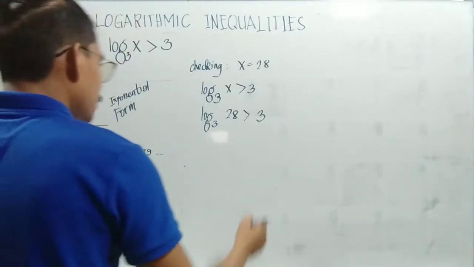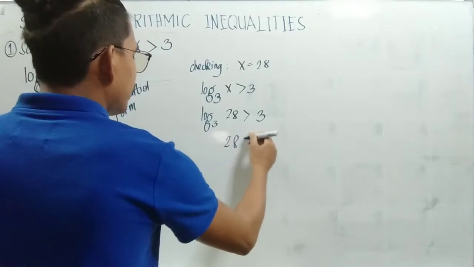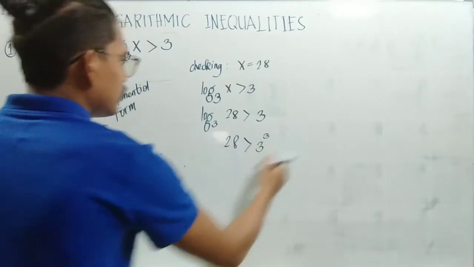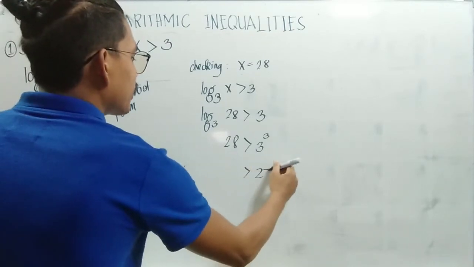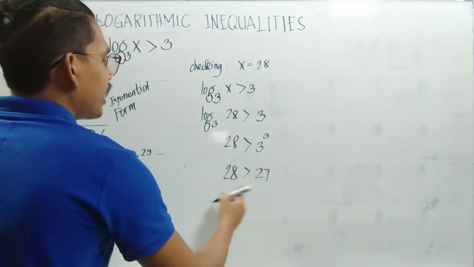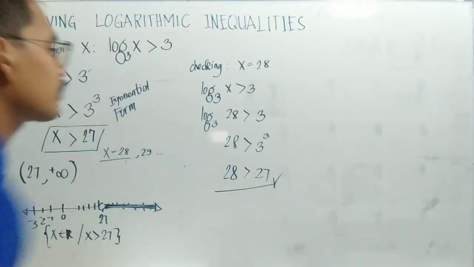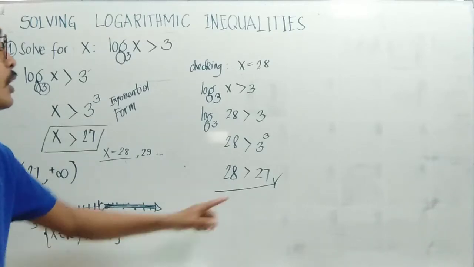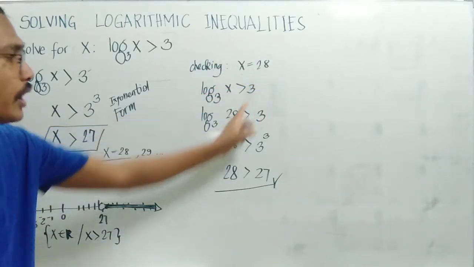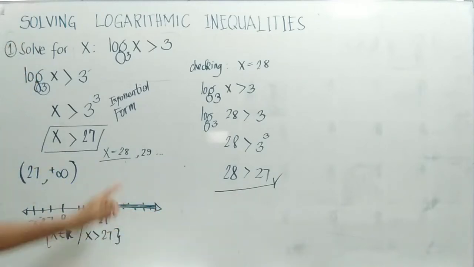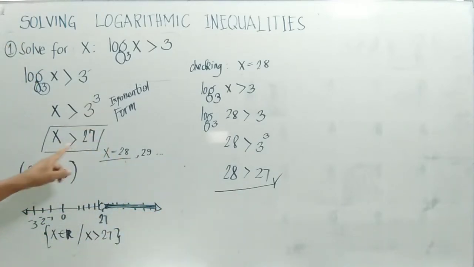So writing it using your exponential form, we have 28 is greater than 3 cubed. So we have 27, 28 is greater than 27, of course. So true or false, of course, x equal to 28 will satisfy your inequality, as x is equal to 28, that is greater than 27. So therefore, we can say that x is greater than 27 are the solution set of your logarithmic inequality.